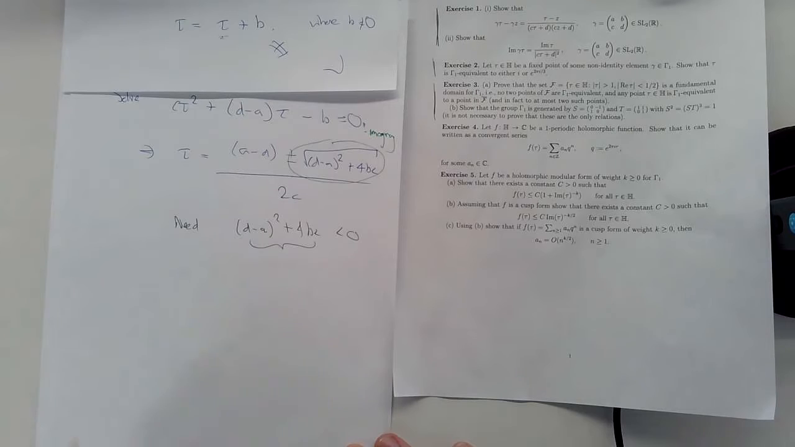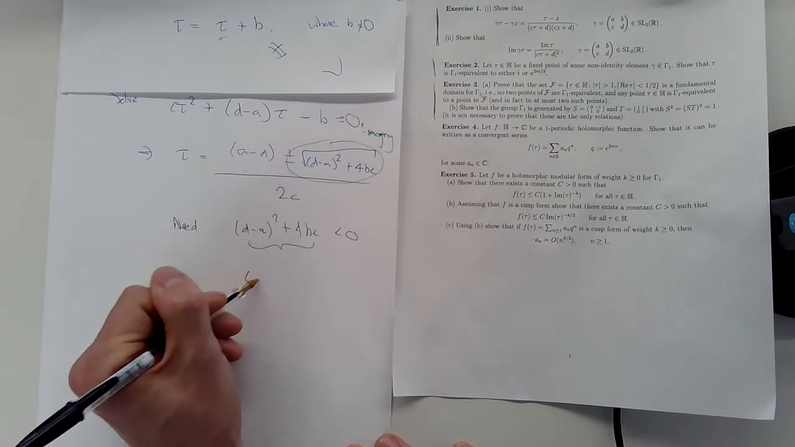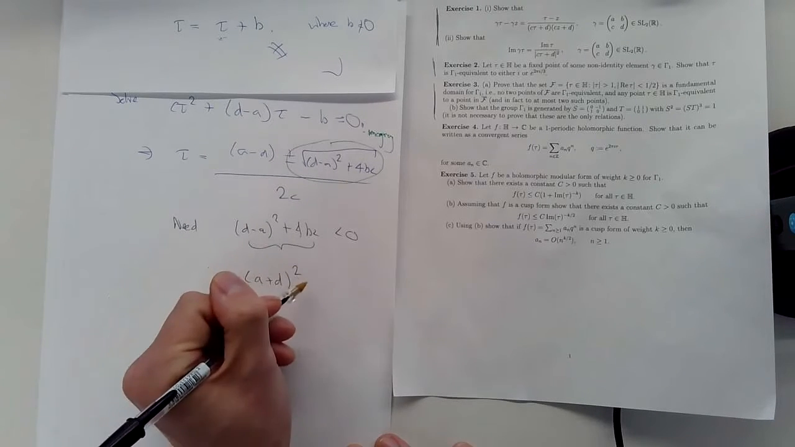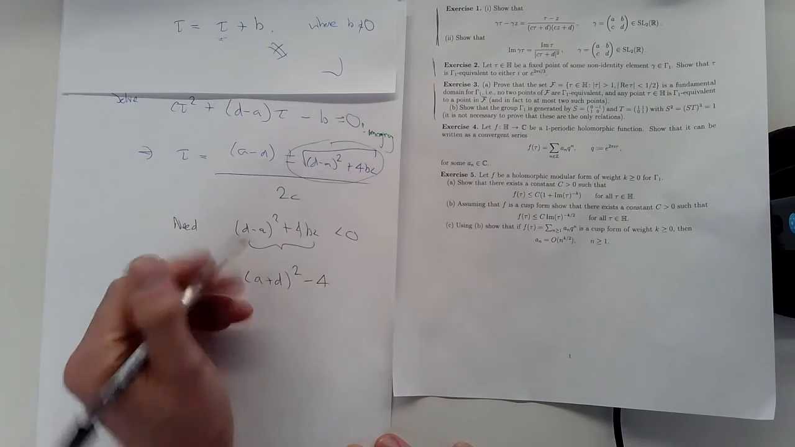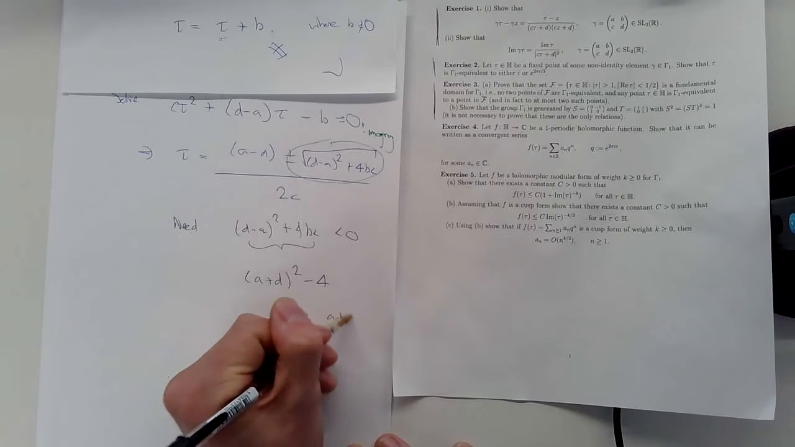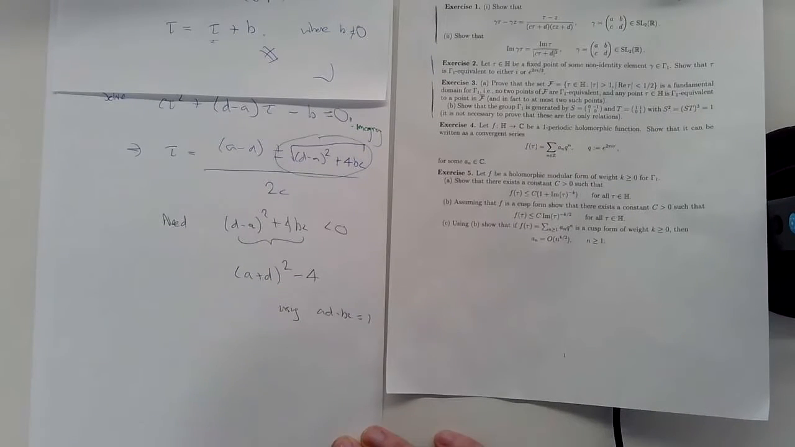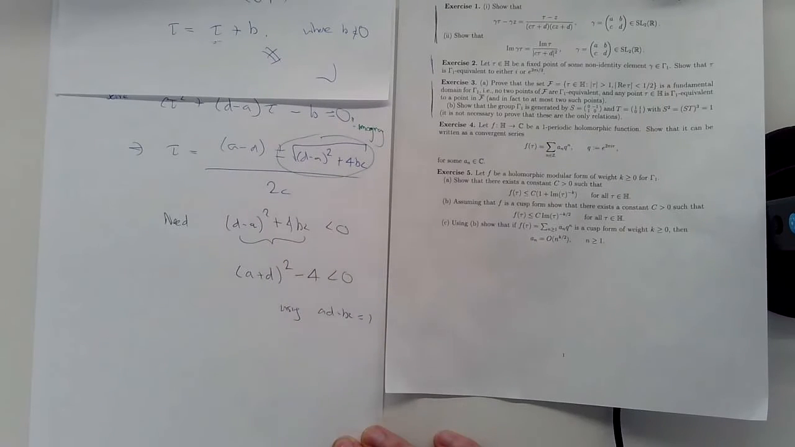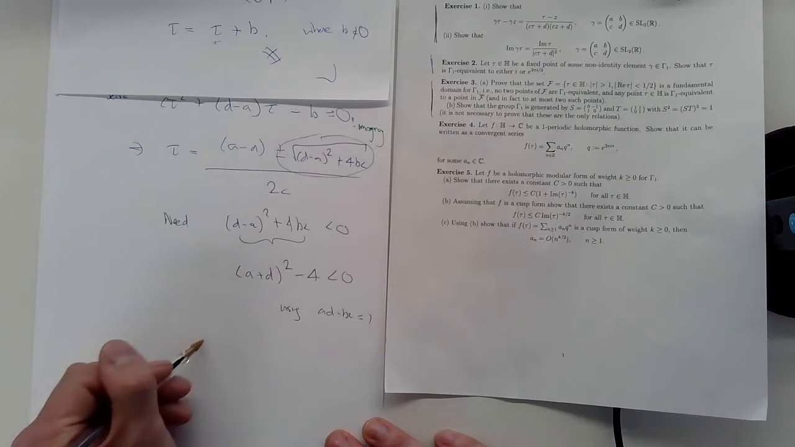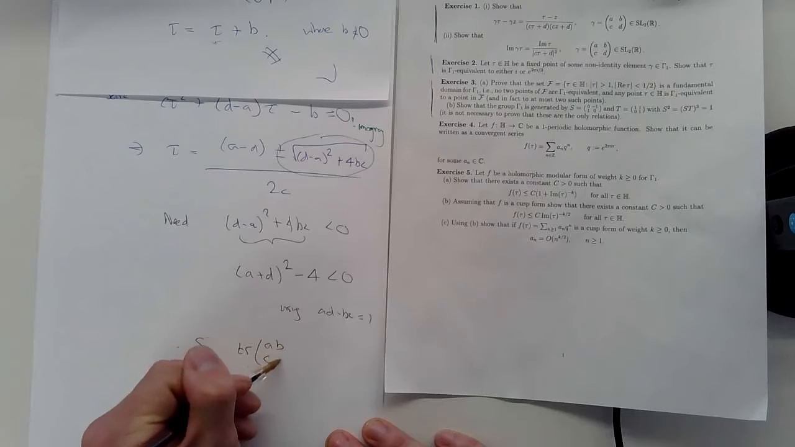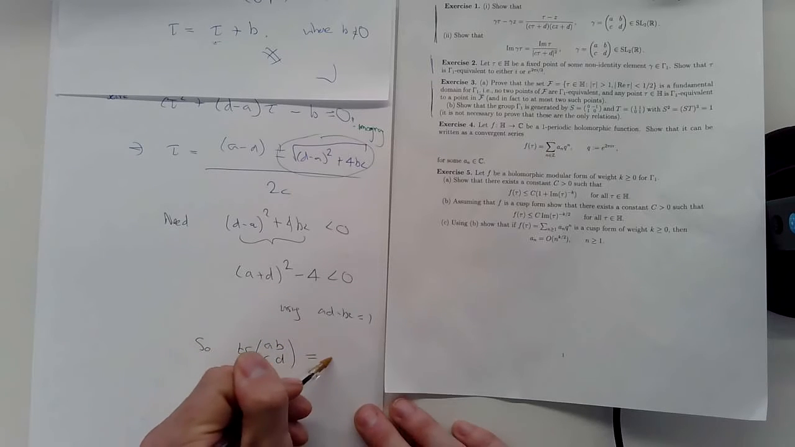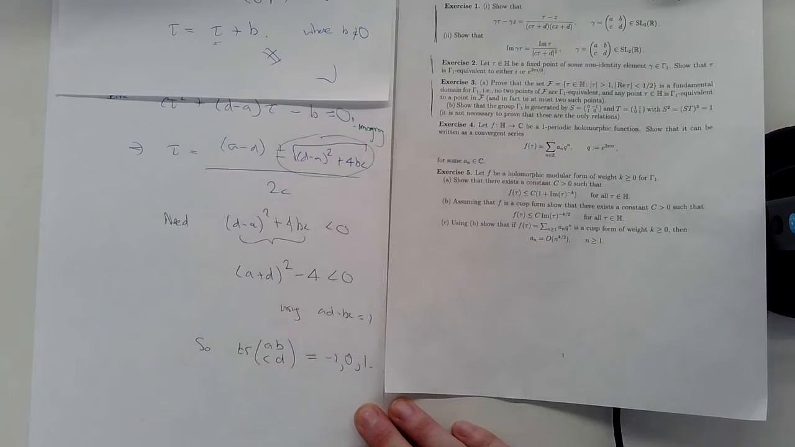But by expanding this out, this should be equivalent to (A plus D) squared minus 4, using AD minus BC is equal to 1 by the fact we're taking the matrix in SL2Z. And so to require this is less than 0 means we want the trace of the matrix to be of absolute value less than 2. And so it has to be either minus 1, 0, or 1 because all the entries are integers.